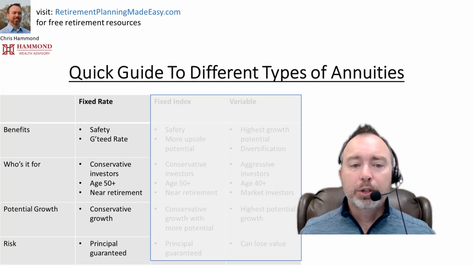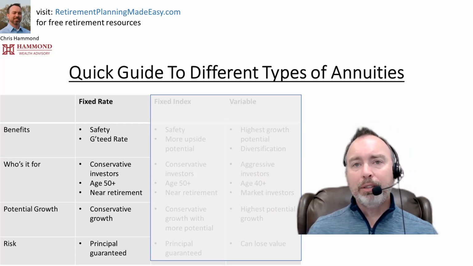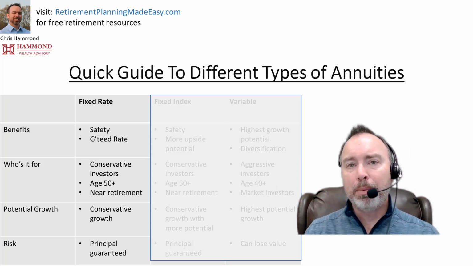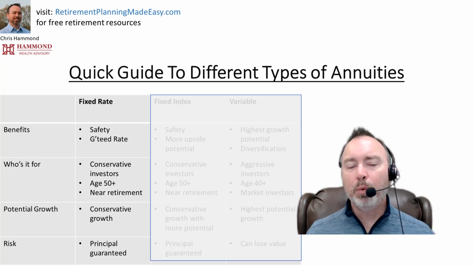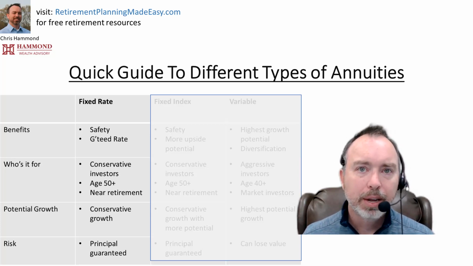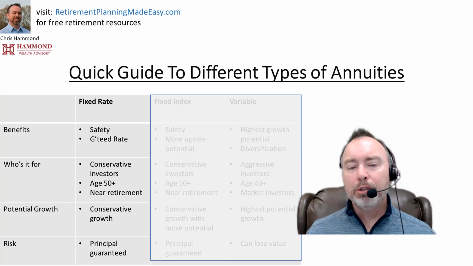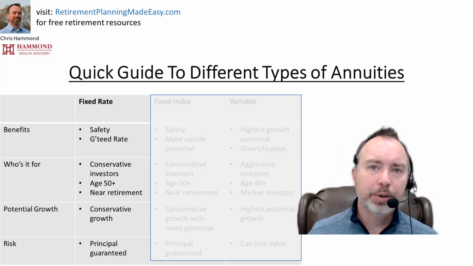Now, who is this for? It's really for conservative investors, or at least for a person who has a component or a slice of the pie of their overall portfolio that they want to have in a safer, protected type of account. That's really who it's for. Also, as far as age goes, usually 50 plus, or you're getting closer to retirement.